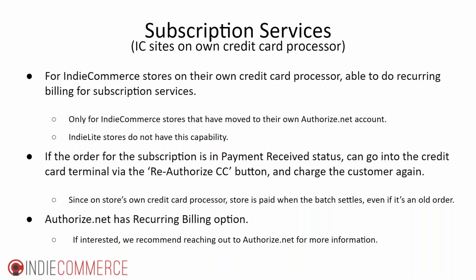However, if you're on your own processor and the order for the subscription is in payment received status, you can go into the credit card terminal through the reauthorize CC button in that order and charge the customer again. And since the store is on its own credit card processor, the store is paid when the batch settles, even if it's an old order. Another option to consider is that Authorize.net has a recurring billing option as well. So if you're interested in that route, we do recommend reaching out to Authorize.net for more information.